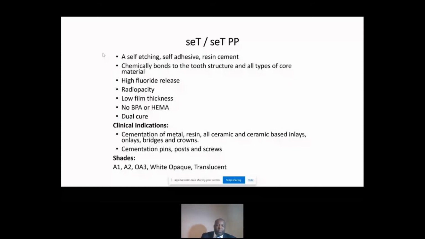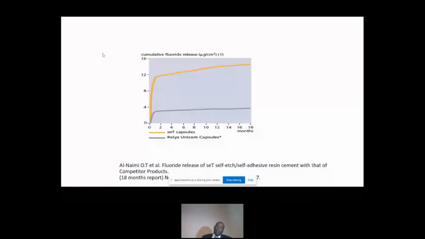So we're going to, again, encourage you, if you're using a product, and we're talking about cements, take the time to read the manufacturer's instructions. So we talked about the effect of the high fluoride release, and this was a paper done comparing the fluoride release of SET with other agents, in this case Reliax Unisem, and we can see that SET's fluoride release is consistently higher.